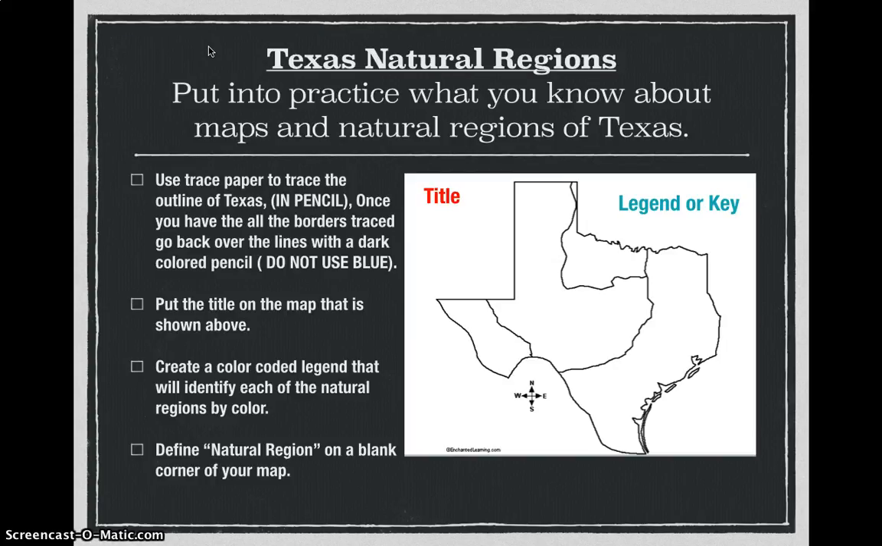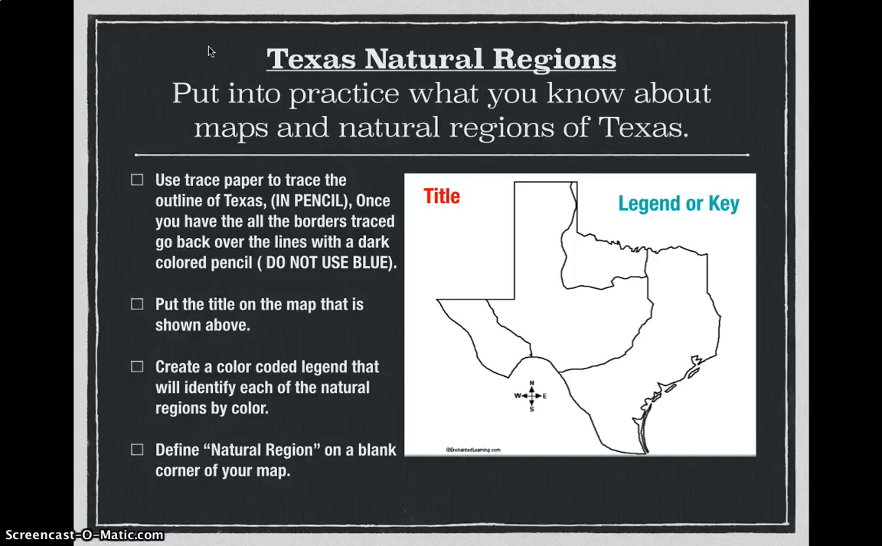Once you've traced all the borders, you're going to go back over them with a dark colored pencil. Dark colored pencil. Do not use blue. I cannot say that enough. I'm going to say it one more time anyway. Do not use blue. You use blue on a map, and that represents, wait for it, water. Very good. So if you were to outline these borders in blue, you can mistake those as rivers. We don't want that because that's next.